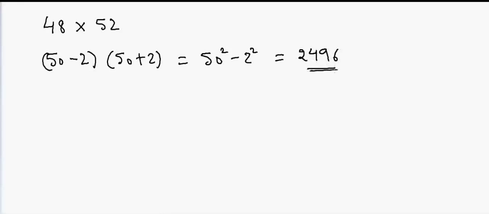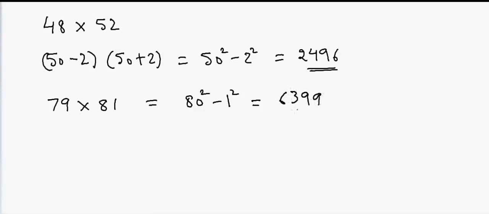so the answer will be equal to 2496, right? Same way, suppose I have to do 79 into 81, so the answer will be equal to 80 square minus 1 square, so this will be equal to 6399.